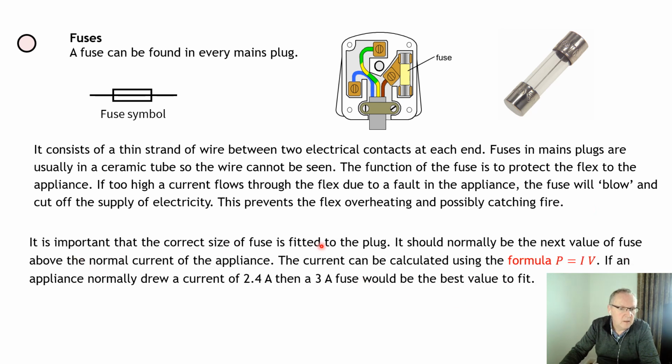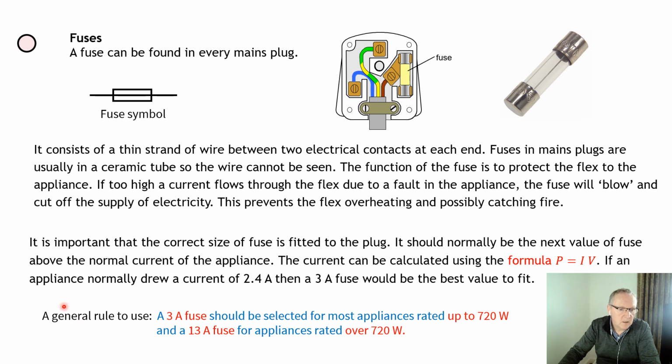Now, it's important that the correct size of fuse is fitted into a plug. It should normally be the next value of fuse that's available above the normal current of the appliance. So you could calculate the current if you knew the power and the voltage. And say, for example, if an appliance normally used a current of 2.4 amps, then you would go for the fuse directly above that, which would be 3 amps. And that would be the best to fit.